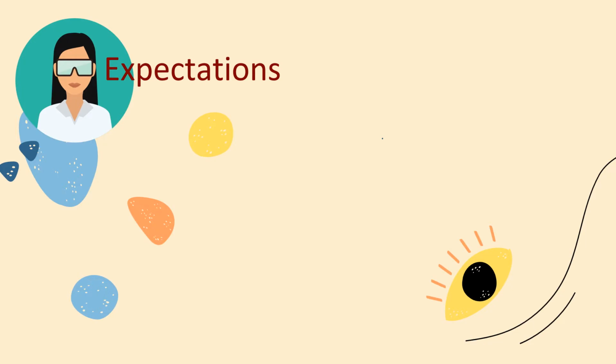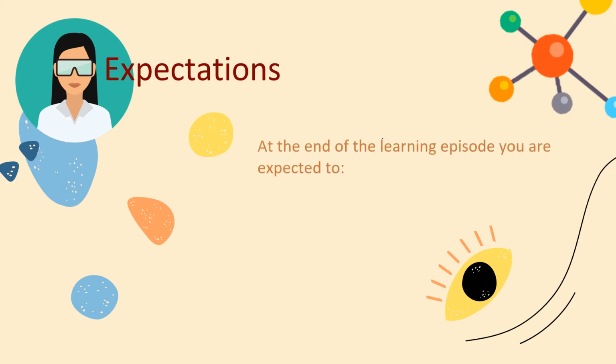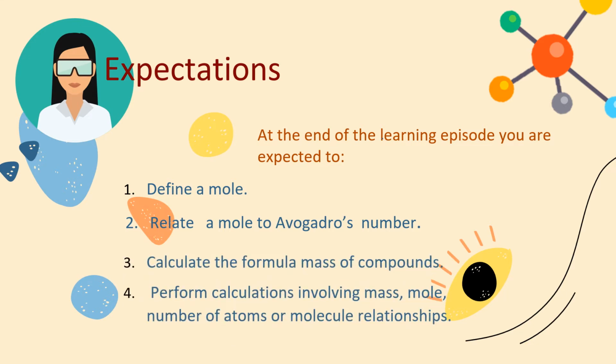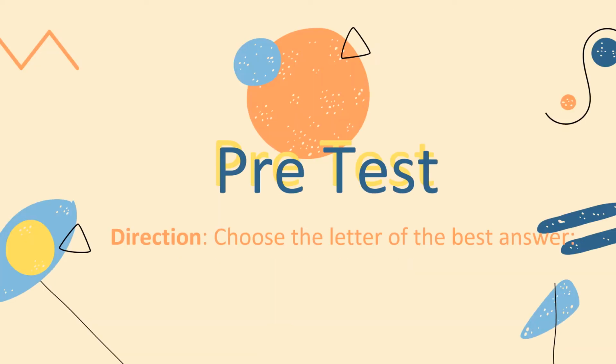So what do you expect to learn after our lesson? At the end of the learning episode, you are expected to: one, define a mole; two, relate a mole to Avogadro's number; three, calculate the formula mass of compounds; and four, perform calculations involving mass, mole, number of atoms, or molecule relationship.